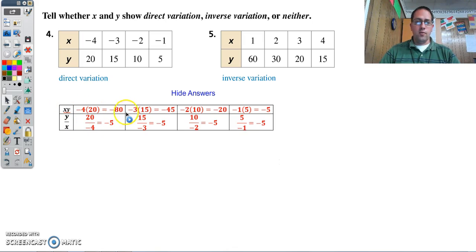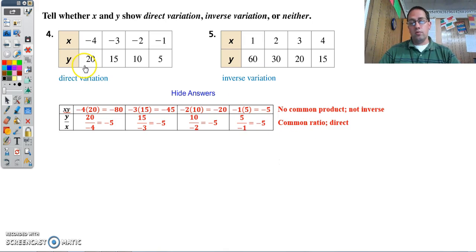So negative 4 times 20, negative 3 times 15, negative 2 times 10, negative 1 times 5, and those all came up with different numbers. So that was no good. Then we check the ratios. Y divided by x, remember, not x divided by y. So 20 divided by negative 4, 15 divided by negative 3, 10 divided by negative 2, 5 divided by negative 1, and you notice those all come up as negative 5, so that works. So we don't have a common product, so it's not inverse. We do have a common ratio, so this is direct variation.